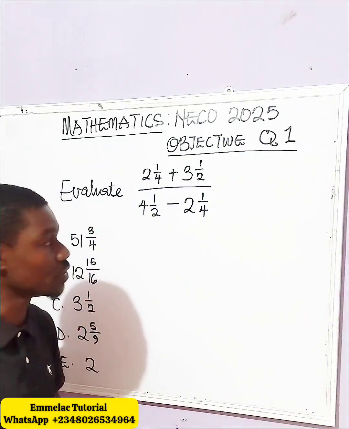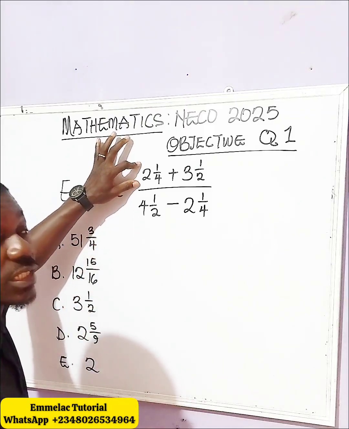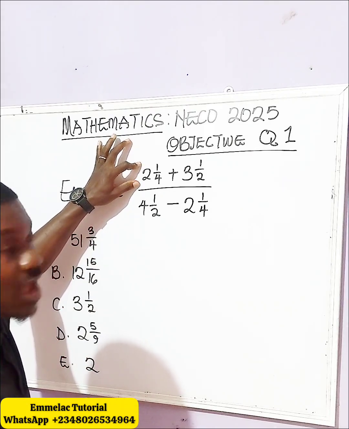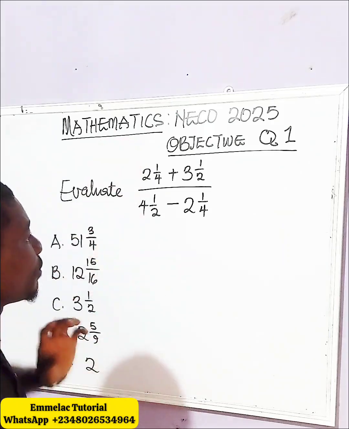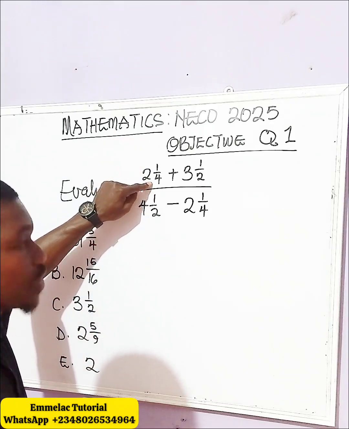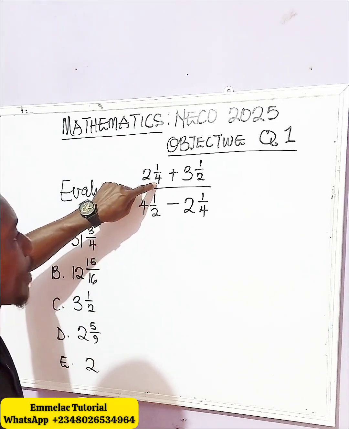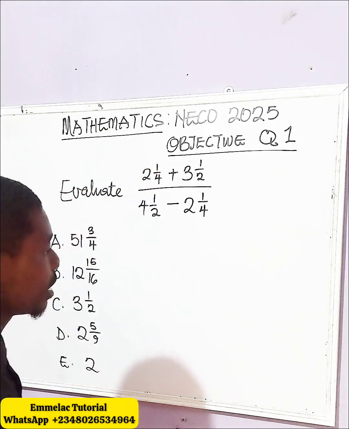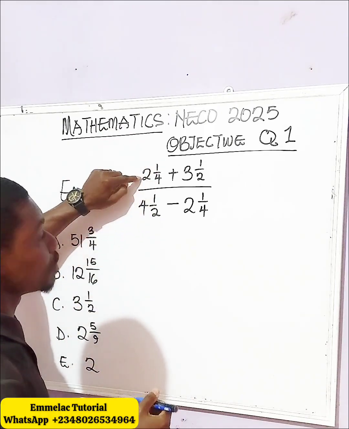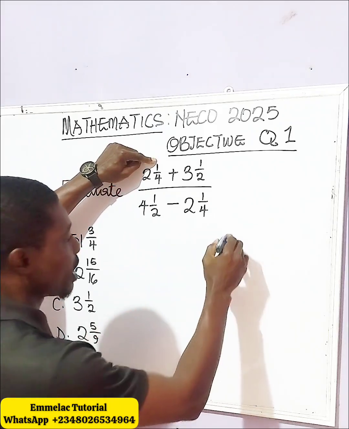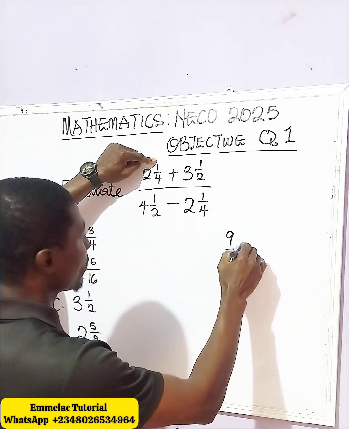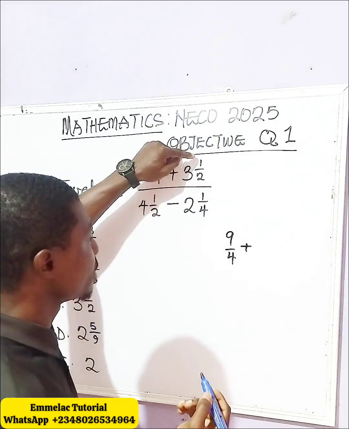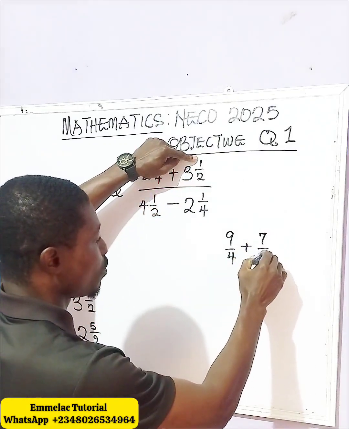Okay, now let's start. All we need to do is to change the mixed fractions here into improper fractions. So how do we go about it? First of all, changing this to an improper fraction, multiply the denominator by the whole number, then add the numerator. Now 4 times 2 is 8 plus 1, we have 9. So here you have 9 all over 4, then plus here 2 times 3 is 6 plus 1, you have 7. So here you have 7 all over 2.